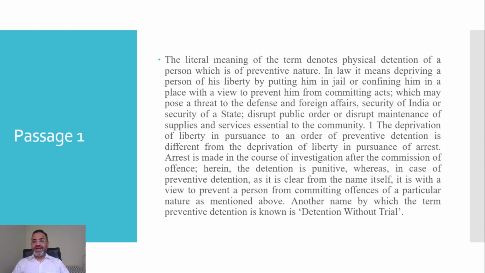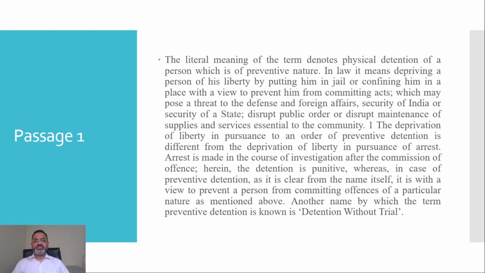Here, the person is likely to commit an act which is prejudicial to what we just saw, the various concerns of the state. Arrest is made in the course of investigation after the commission of an offense. Herein, the detention is punitive. By punitive, we must understand that though the conviction has not taken place after the conclusion of trial, the person has been arrested because the person is suspected to have committed an offense. And in that sense, the detention following arrest is punitive.